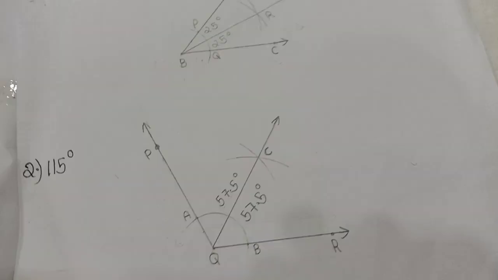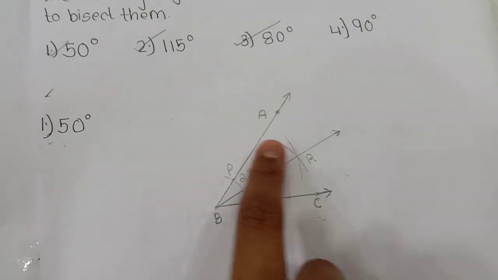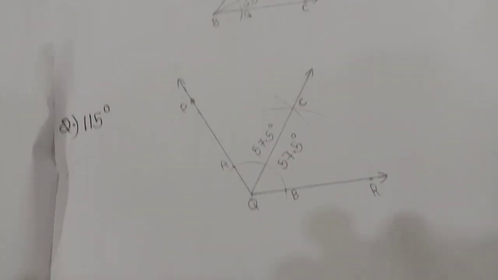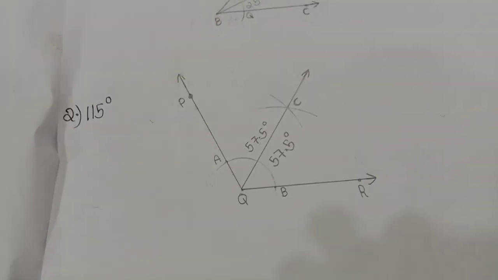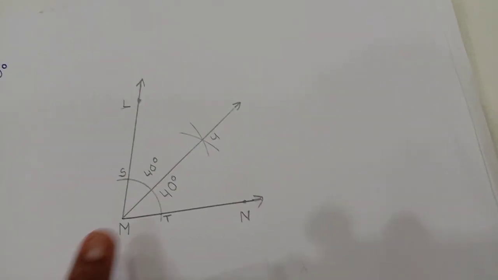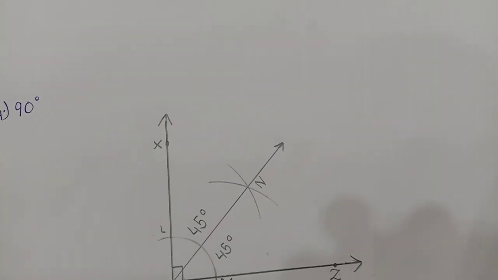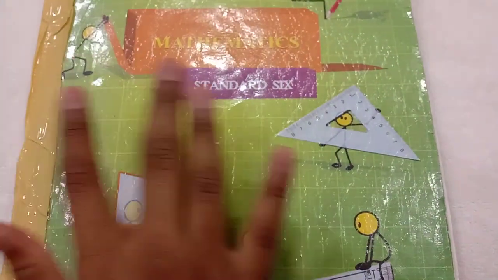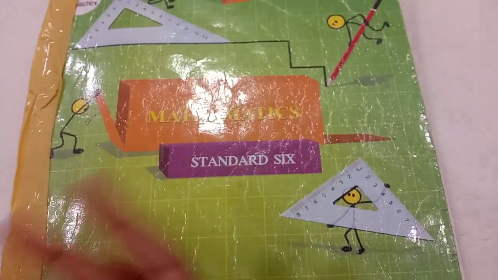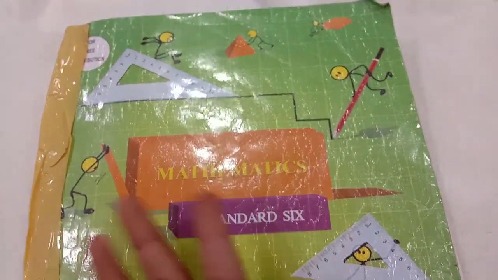So I'm going to show all the 4. This is the first one, 50 degree. The second one, 115 degree. The third one, 80 degree. And the fourth and last one is 90 degree. So children, we have finished our second chapter, angles. We have done with our chapter.